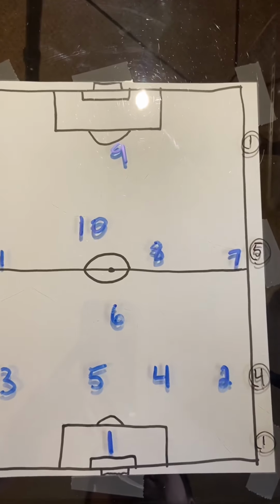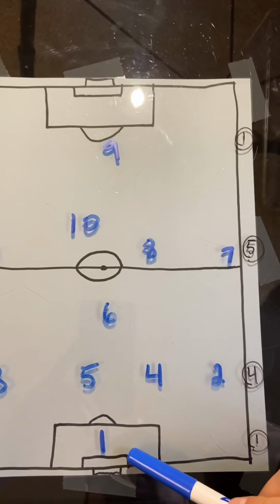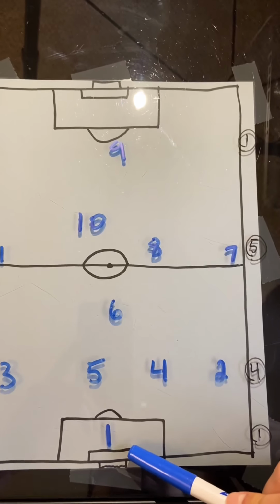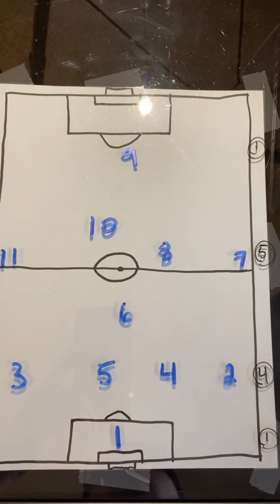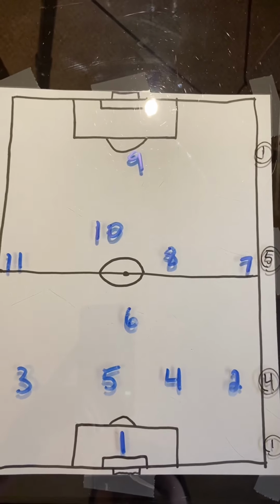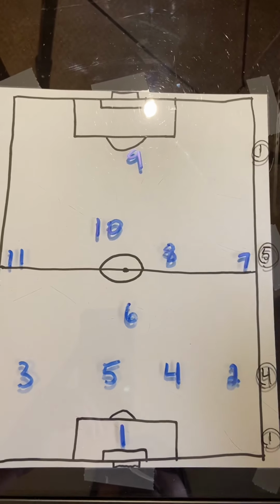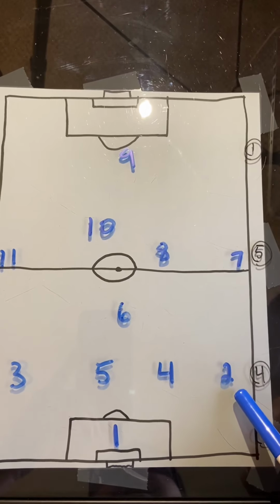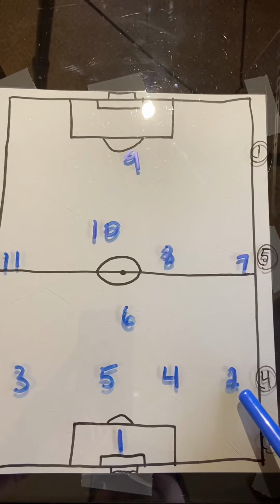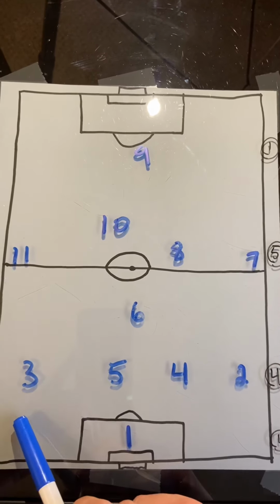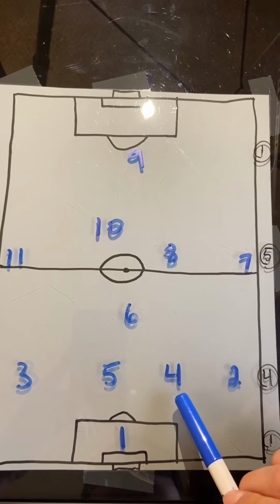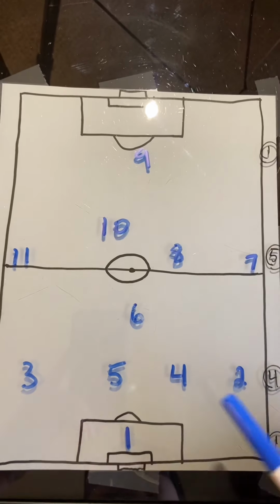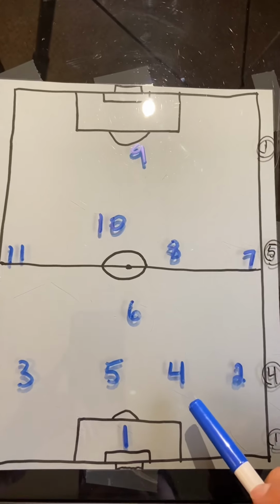So in the formation, we always start with the goalkeeper, and the goalkeeper is the number 1 position. Oftentimes when you watch a professional game, the goalie is the number 1. So that's the easiest part. Then moving right to left, the outside right position is the number 2. The outside left position is the number 3. The center backs are 4 and 5. These are interchangeable. This is how it's drawn up.